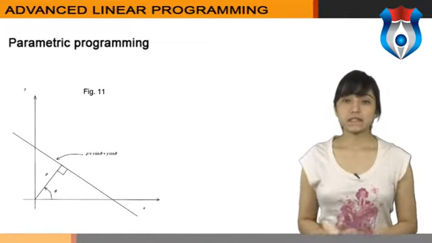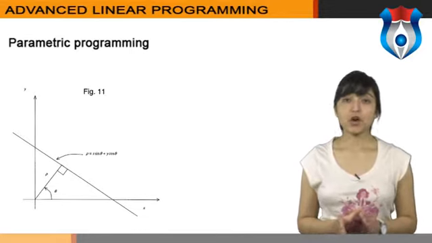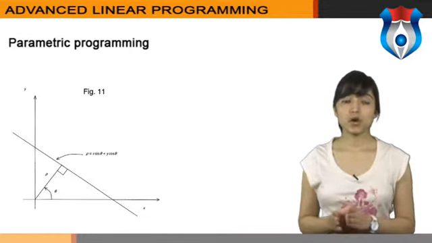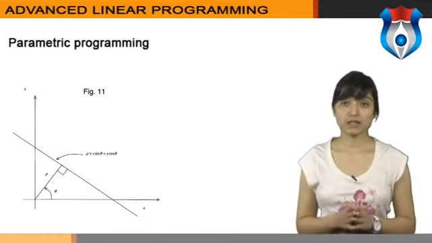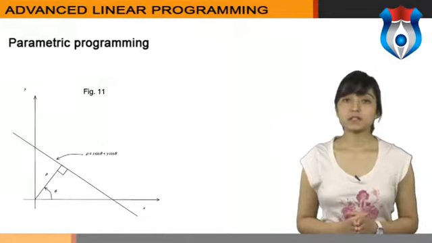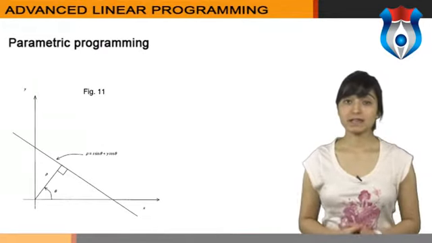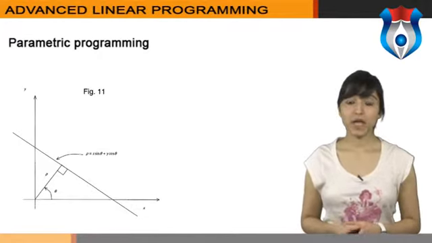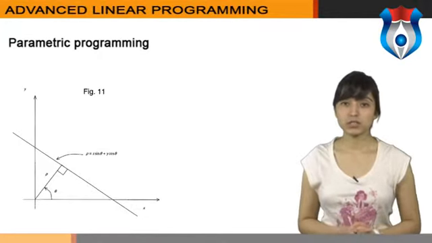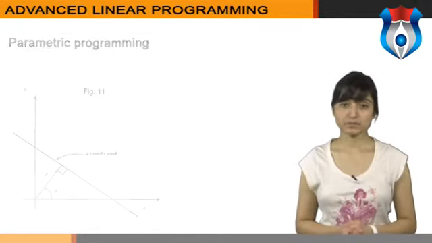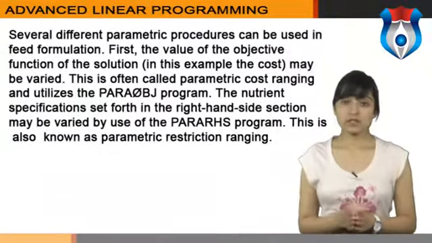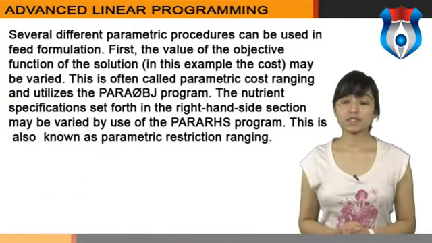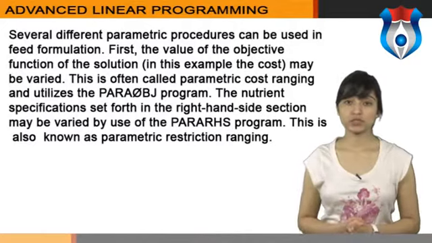This is a technique for investigating the effects of a sequence of proportionate or incremental changes in the elements of a row, column or right-hand side. A selected factor is parameterized, that is, examined at increasing or decreasing increments, and the effect on the least cost solution is examined. Several different parametric procedures can be used in feed formulation.